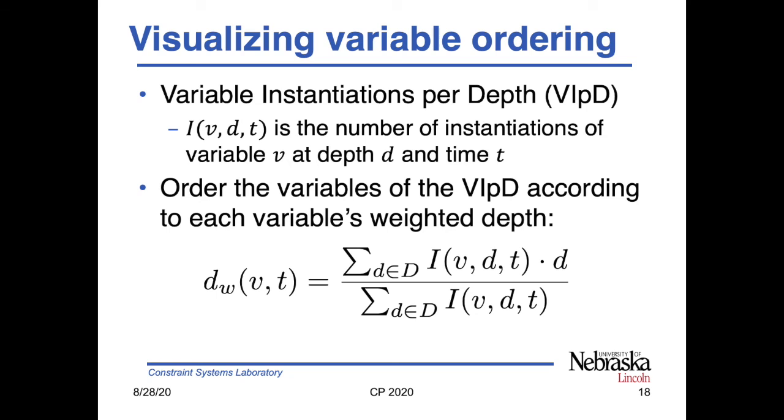To investigate the use of variable ordering heuristics during search, we developed the variable instantiations per depth metric. This metric tracks the number of instantiations of a variable at a specific depth, and further we delineate on the time. We present the variable instantiations per depth metric in the form of a heat map, with the x-axis being the depths of the search tree and the y-axis being the variable instantiations.